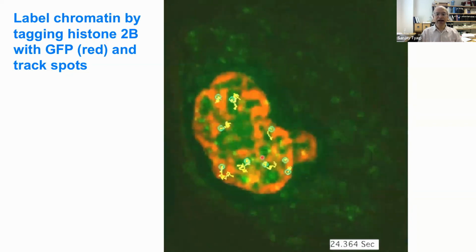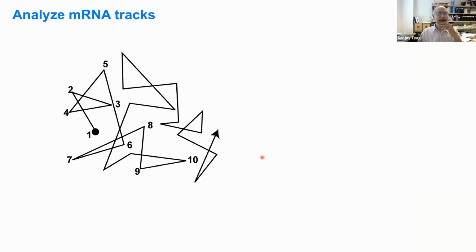And we analyzed the tracks a little more closely. And so here is a typical track.